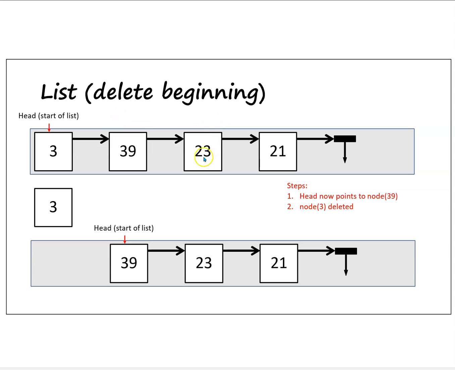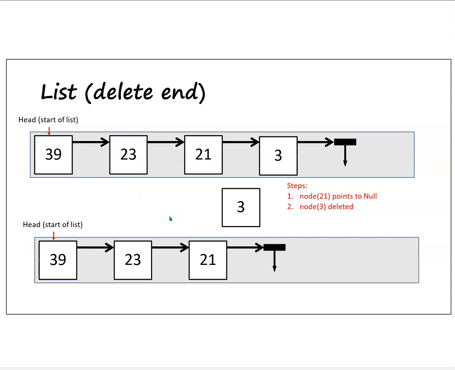To delete an item from the list, we start at the head of the list. We find the item we want to delete. If we delete something from the beginning, we simply take the head pointer and move it to the next item. If we want to delete at the end, we have to go all the way to one item before the end, 21 in this case, make it point to null, and then delete the node.